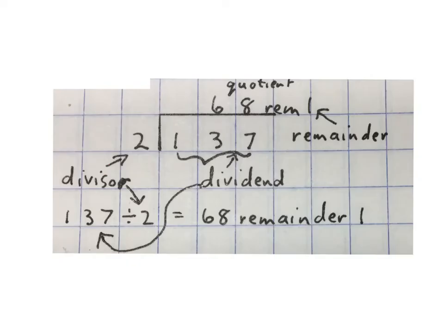Just quickly, a few big words that you might run into while working with division. Firstly, if we see a division sum like this, this is called your dividend. This is called your divisor. The answer is your quotient, and what is left is the remainder. Don't be afraid of these words. Looking like this, this is my divisor, this is my dividend, this is my answer or the quotient, and the remainder is what is left.